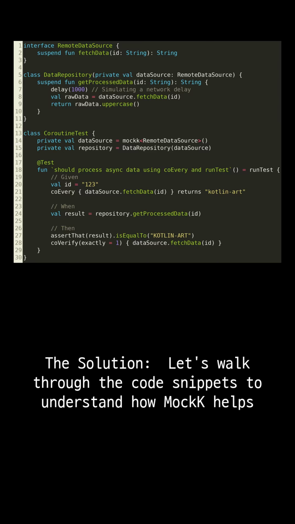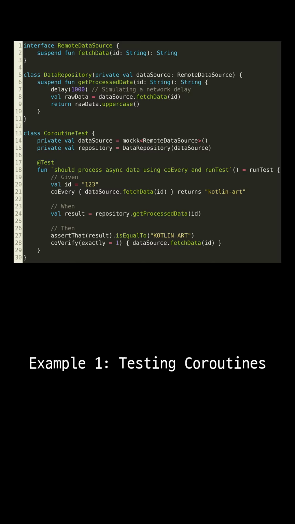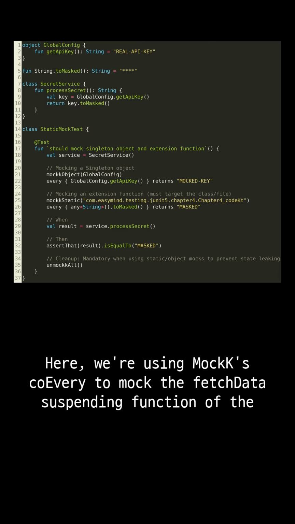The solution. Let's walk through the code snippets to understand how MockK helps address these challenges. Example 1, Testing Coroutines. Here, we're using MockK's coEvery to mock the fetchData suspending function of the remote data source.